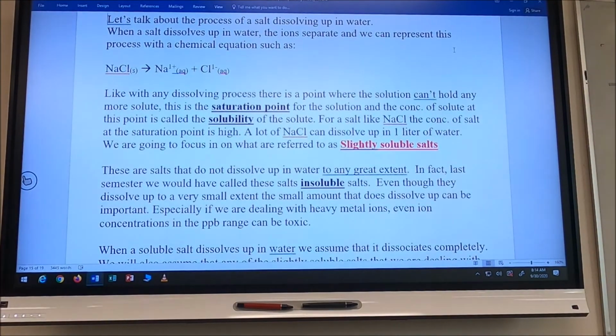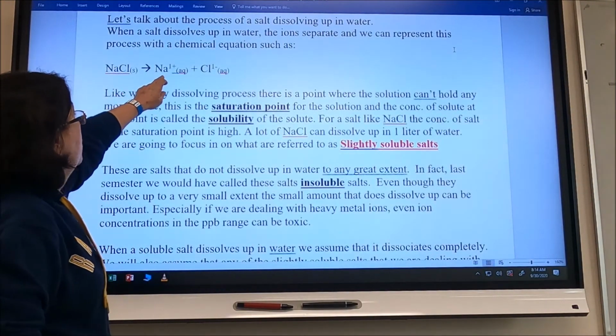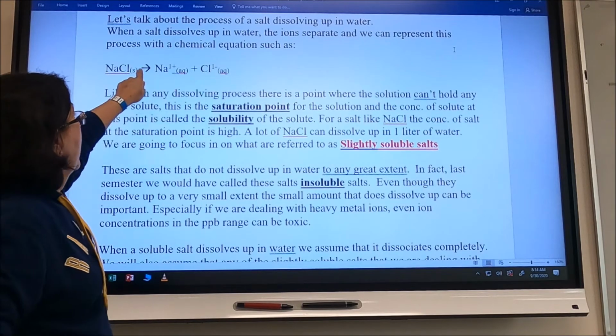All right, guys. Today we start slightly soluble salts, which is the second major topic here in chapter 17. What we're going to be looking at is the dissolving process of a salt in water. We know when a salt dissolves in water, the ions separate, and you can represent this by a chemical equation: sodium chloride solid going to sodium ions aqueous plus chloride ions aqueous.